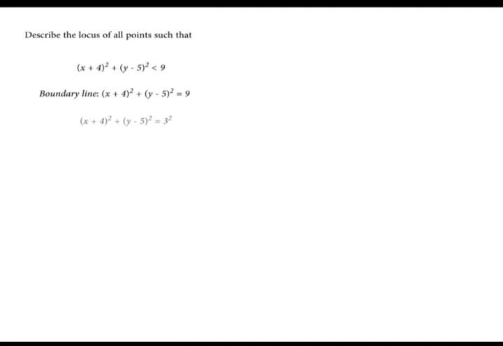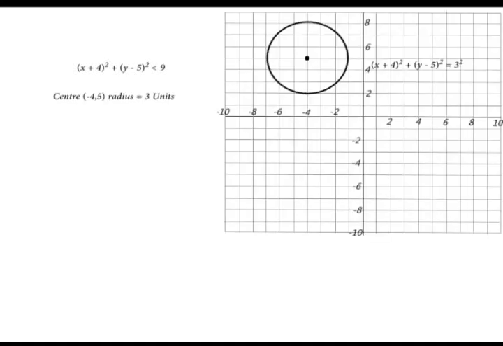And so we have (x + 4)² + (y − 5)² = 3². The general equation of a circle is (x − a)² + (y − b)² = r², where a and b are the x and y coordinates of the center. Relating the two, a is equal to −4, b is 5, and r is 3. And so it's a circle with center at (−4, 5) and a radius of 3 units. And so that is the circle.